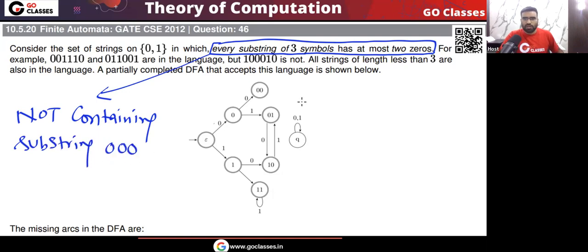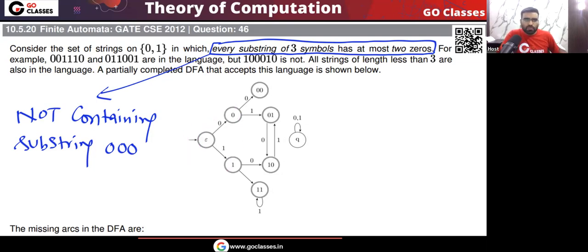Triple zero. Okay, so now we can easily create the missing transitions. Let's see what the missing transitions are. For example, look at this state. This state is already over. Do you agree with me? In the initial state, we have already created the transition on every input symbol.